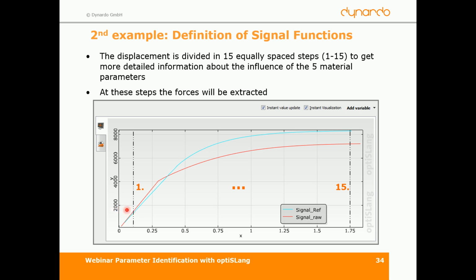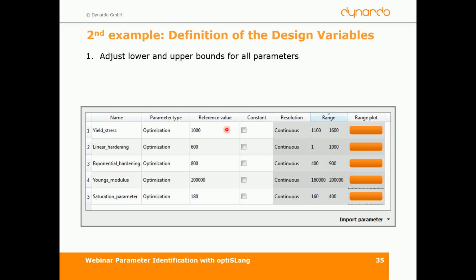And these force steps are some vector, and we also use this vector to define our objective, and with the help of these vectors we want to minimize this objective. Here you see the definition of the parameters, that means the parameter name, and here you see the range, the lower and upper bound of the parameters, and all parameters have some continuous range, not some discrete range.